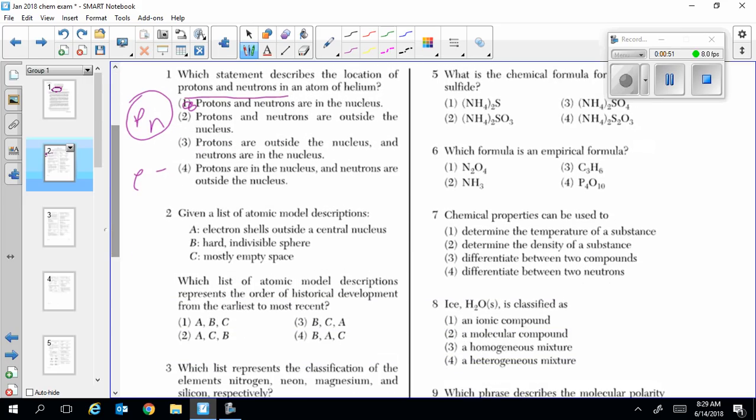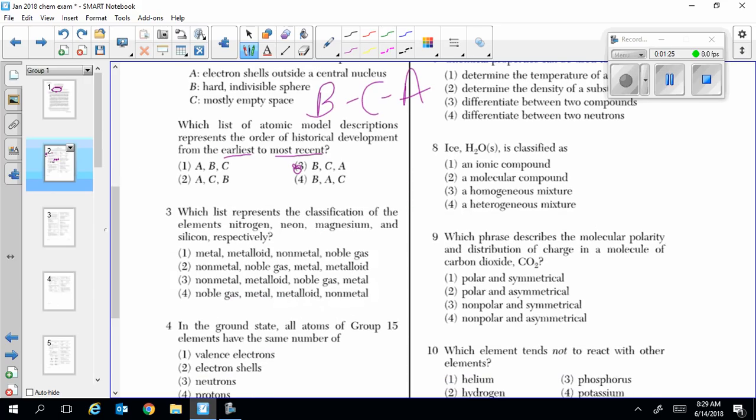Given a list of atomic model descriptions, which list represents the order from the earliest to the most recent? So now I want to look at this ABC. Electron shells outside the nucleus, that is a very current thought. Hard indivisible sphere, that's really old, believing that they were just like cannonballs. Mostly empty space is Rutherford's idea when he figured out the presence of a nucleus. So that would come second, and then last would come A. So B, C, A.